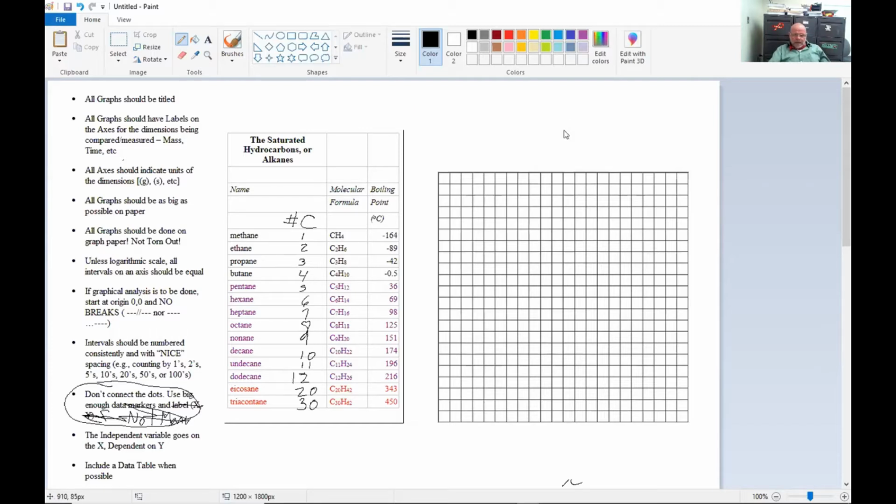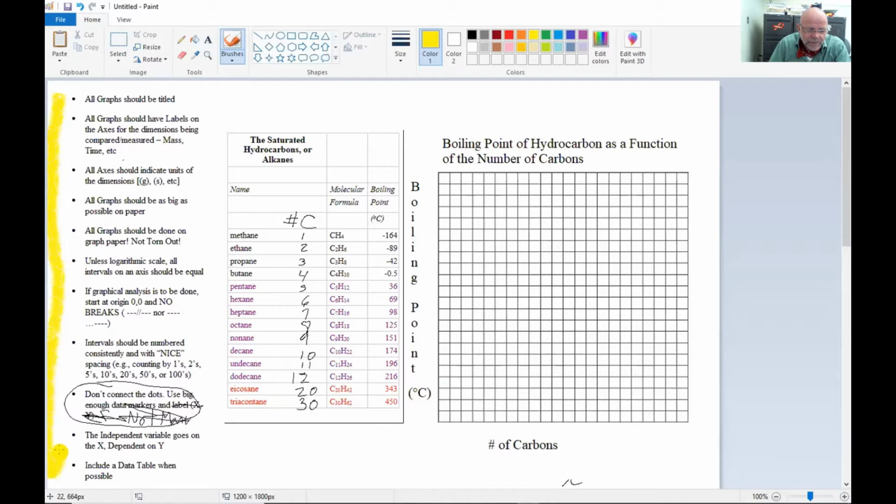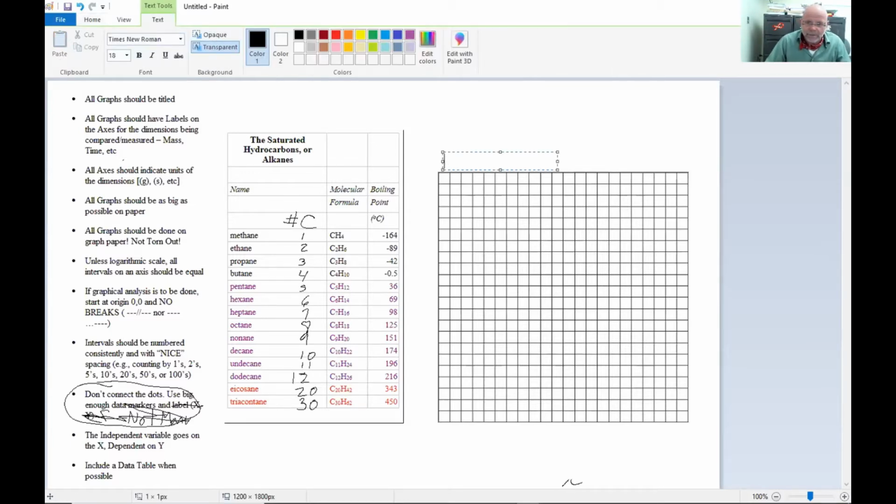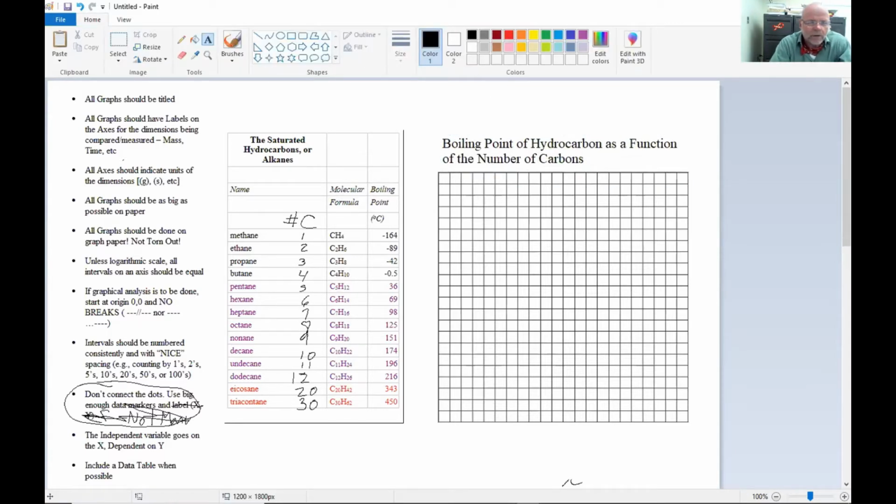Now let's take a look at the rules. I am going to go over how to make a graph 2 different ways, by hand and by Excel, using the rules that I gave you for graphing. These are my procedures for making a graph. All graphs should be titled. So the first thing I'm going to do is give it a title. And the title is the boiling point of a hydrocarbon as a function of the number of carbons. That's what I asked for in a title position. There's my title.